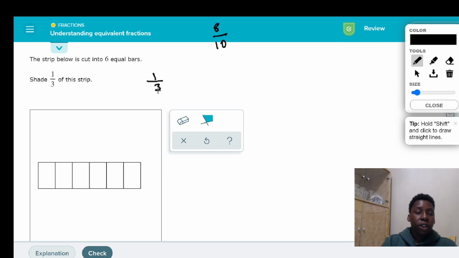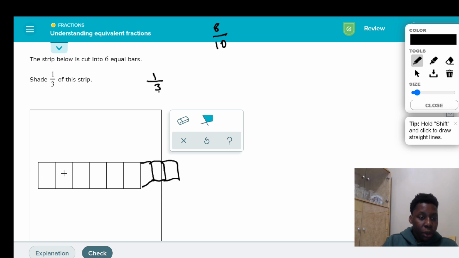In this fraction, we're shading once for every 3 bars. So the denominator is the number of bars that we count each time. Let's say we have 9 bars, so let me draw one, two, three. Let's say we have nine. This is saying for every 3 bars that we count, we should always shade once.